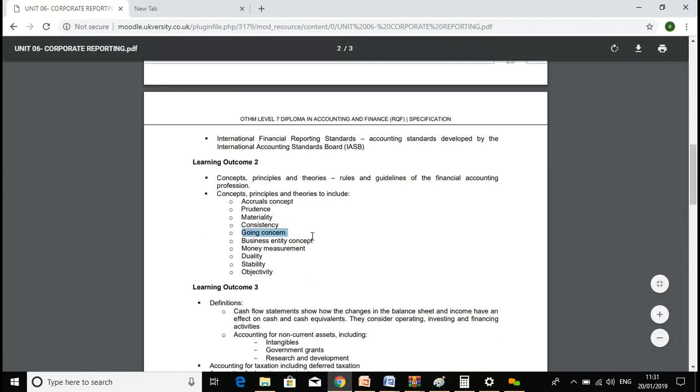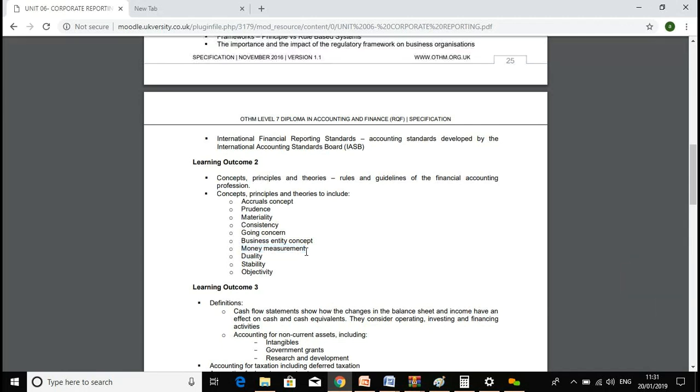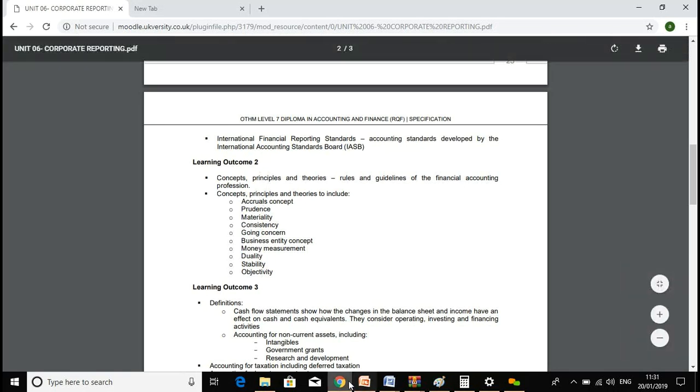And we discussed the business entity concept: an organization is a separate entity and should reflect its own performance. And money measurement: all transactions need to be measured in terms of monetary value. Duality, stability and objectivity: we need to make sure of stability and not duplicate. Objectivity must not be compromised. If you're a professional accountant in business, you should stick with it. These are all the things we discussed under learning outcomes 1 and 2.